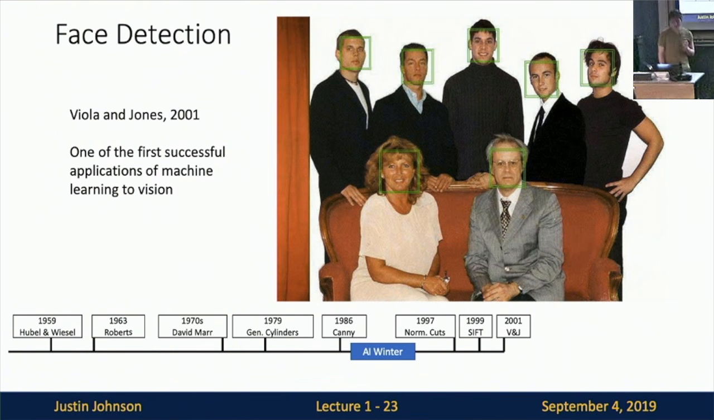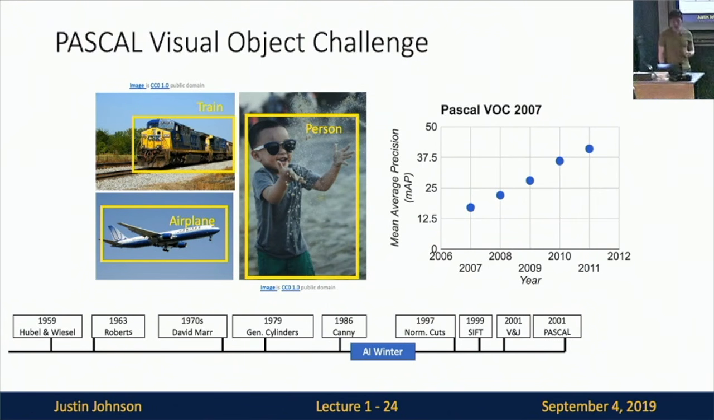So now, after they unlocked the box of using data and machine learning to augment our visual representations, moving on into the 2000s, we began to see more and more uses of machine learning and data to improve our visual recognition systems. One hugely influential piece of work here was the PASCAL Visual Object Challenge.